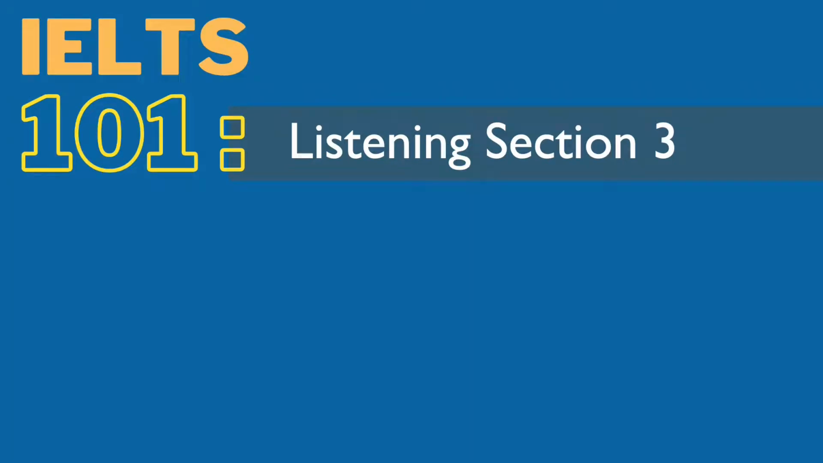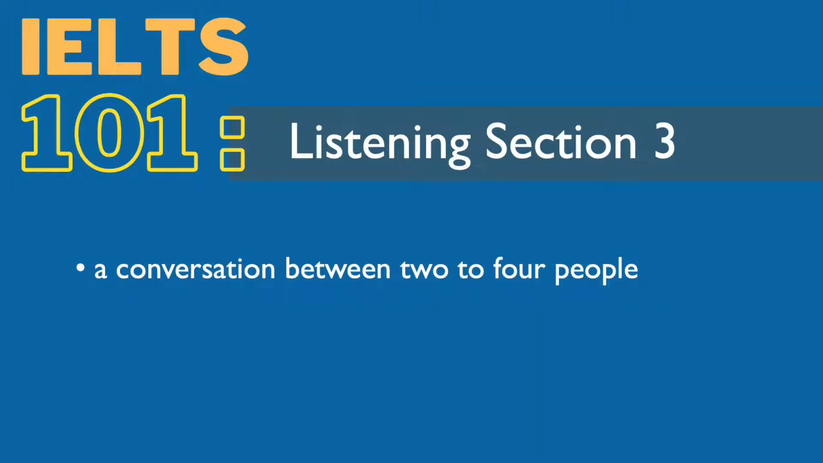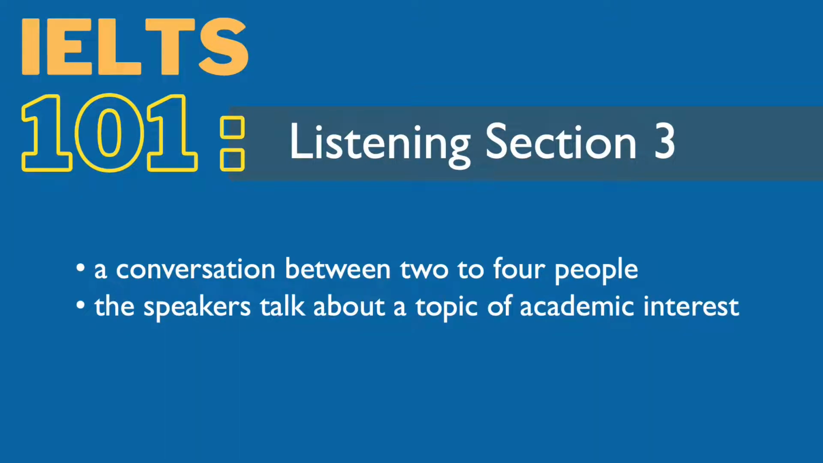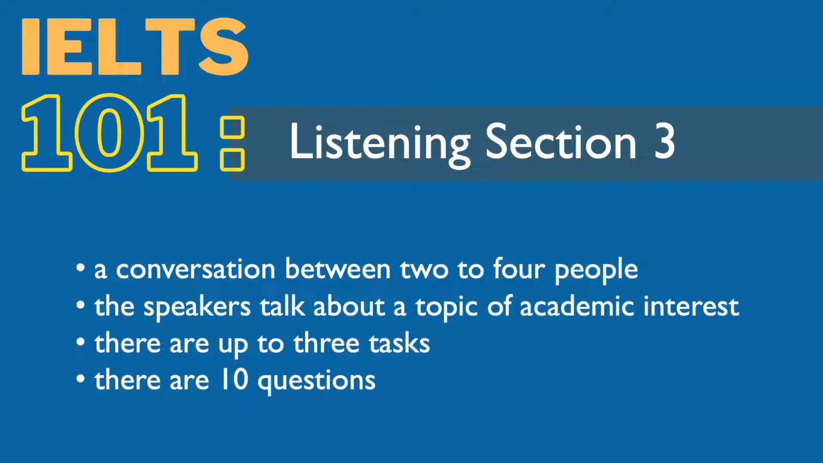So what is IELTS Listening Section 3 all about? It is a conversation between 2 to 4 people who are often students and university tutors, teachers, lecturers, or something like that. That said, the speakers talk about a topic of academic interest, so in the context of education or training. And there are up to 3 tasks. So these could be a flowchart, a multiple choice, sentence completion, a diagram you need to label, something like that. And again, there are 10 questions, with, as always, a short break between the tasks.